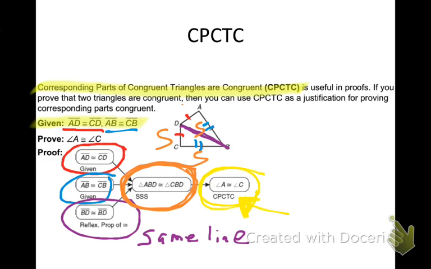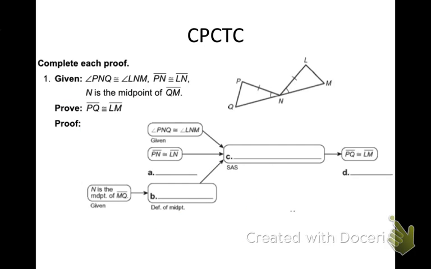So let's look at number 1 here. I'm going to use a lot of different colors and show you what matches up. All right, I want to complete the proof here. So this one is given to me. I am given angle PNQ is congruent to angle LNM, and PN is congruent to LN. And also note N is the midpoint. So I'm going to start off here, and you go step by step, one part at a time.